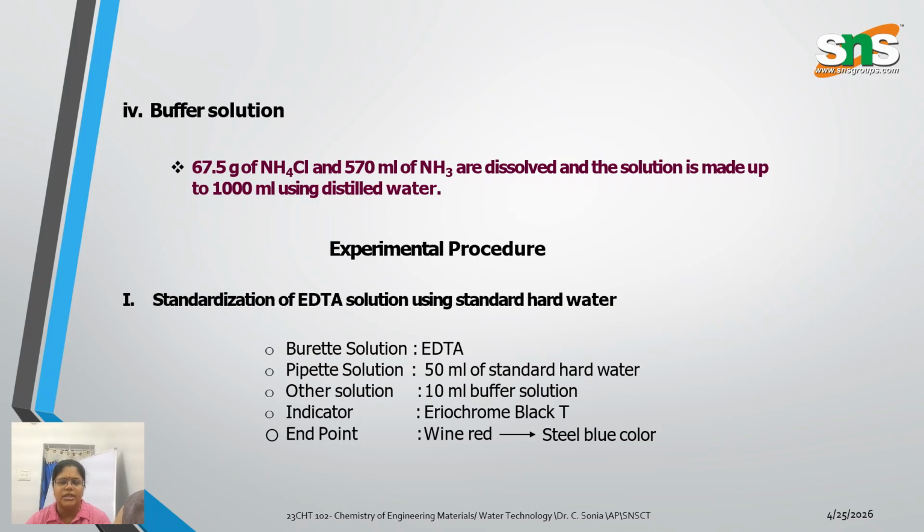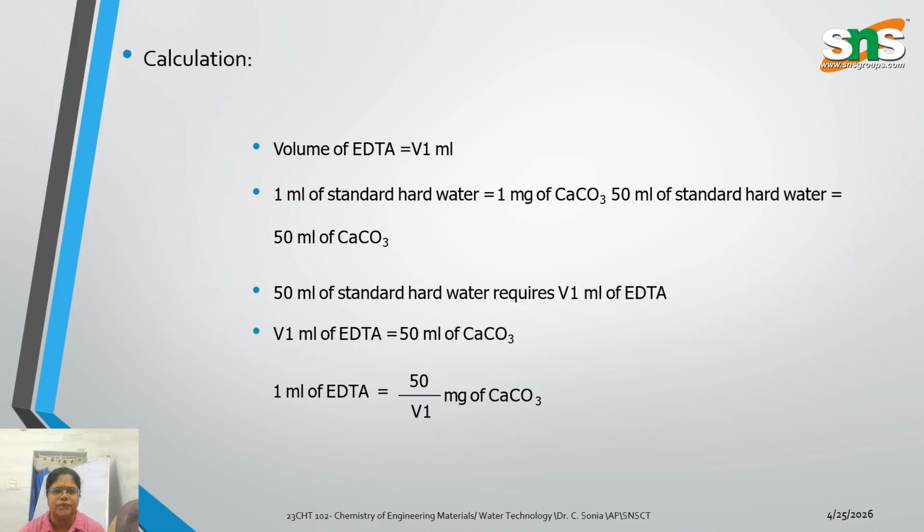So what is the experimental procedure involved over here? First is standardization of EDTA solution using standard hard water. The burette solution is EDTA, and the pipette solution is 50 ml of standard hard water. The additional solutions are 10 ml buffer solution, and the indicator is Eriochrome Black T indicator. When the titration is done, the end point is a color change from wine red to steel blue.